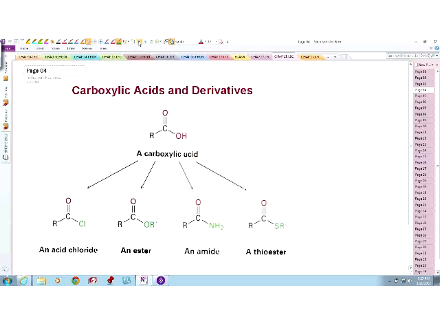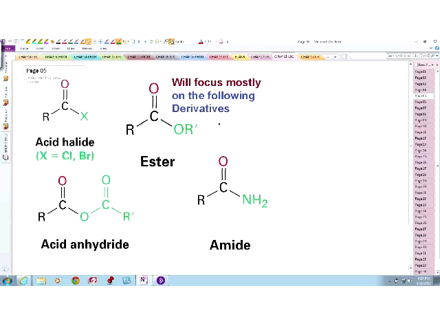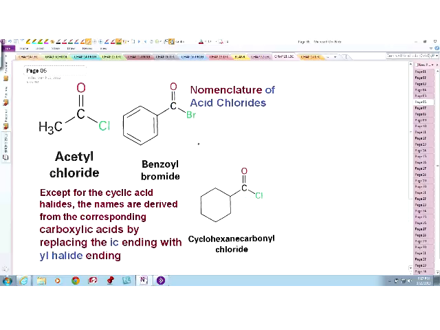For this class, we are going to concern ourselves with the study of only four of these carboxylic acid derivatives. We have the acid chloride, the ester, the acid anhydride, and the amide. Okay, so now let us start with the nomenclature of the acid chloride.